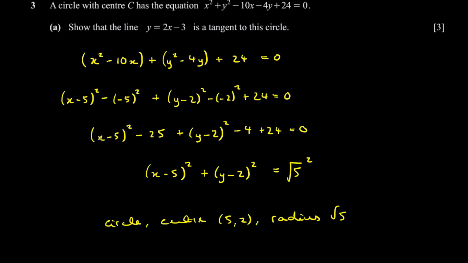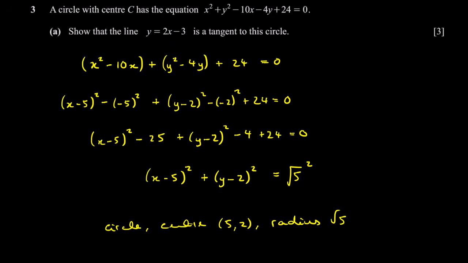So what are we asked to do? Just let's check. Show that the line is tangent to the circle. Well, we have actually done that, okay? So let's do part B.